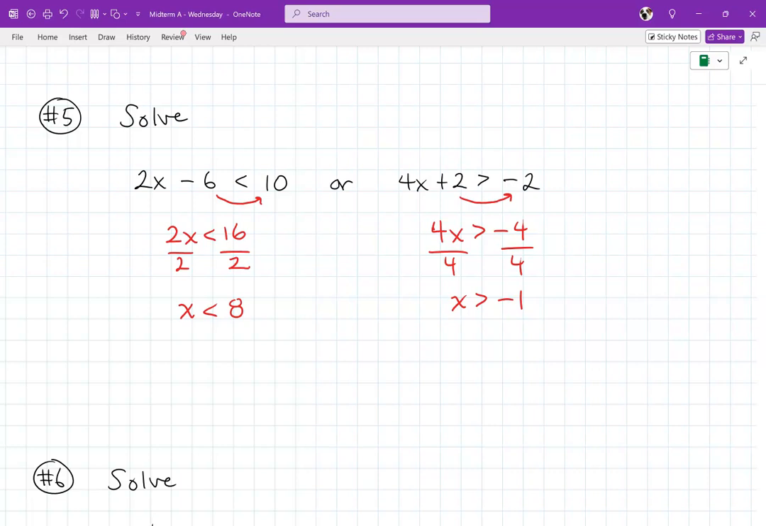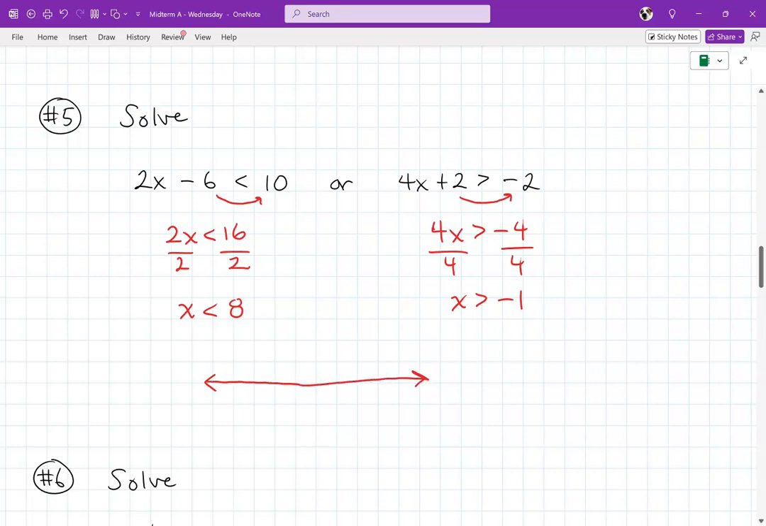So I'm done. This is my answer. X is less than 8 or x is greater than -1. So that could be an option that they're going to write for you, or maybe they might say, well, which picture is it, right? So your picture should look something like this.